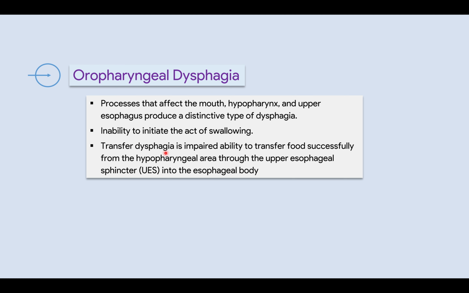What happens in transfer dysphagia? It is the impaired ability to transfer food successfully from the hypopharyngeal area through the UES into the esophageal body. That means when we are transferring the food bolus from the pharynx to the esophagus, the patient who is not able to do that has what is called transfer dysphagia.